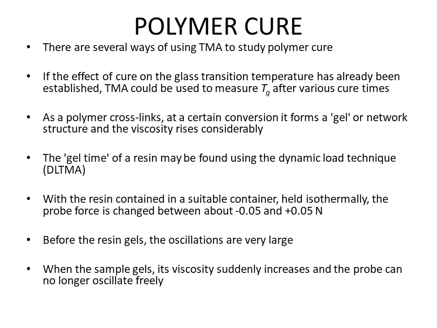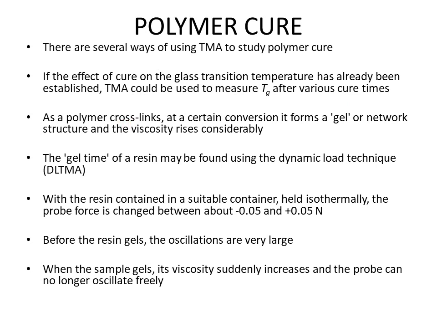And the last application is polymer cure. By using the TMA technique, we can calculate the extent of cross-linking present in any polymer. There are several ways of using TMA to study polymer cure. If the effect of cure on the glass transition temperature has already been established, TMA could be used to measure the glass transition temperature after various cure times.